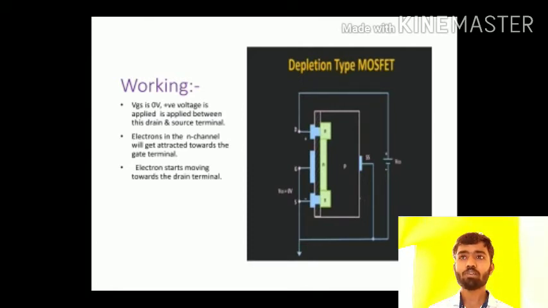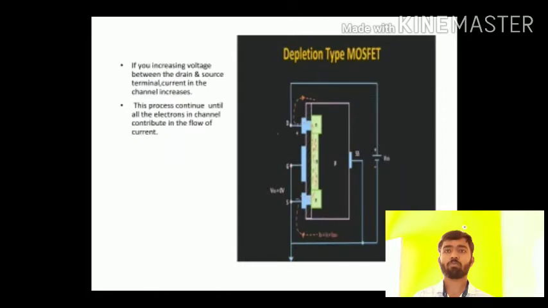Let's move on to the working of the depletion type MOSFET. So initially, let us assume that the gate and the source terminals are connected together, and together they are connected to the ground terminal. That means initially let us assume that VGS is equal to 0 volts and a positive voltage is applied between the drain and the source terminal. So as soon as we apply positive voltage, the electrons in the n channel will get attracted towards this positive terminal. If you observe, from the source terminal the electrons start moving towards the drain terminal, and in this way the current will establish in the n channel.